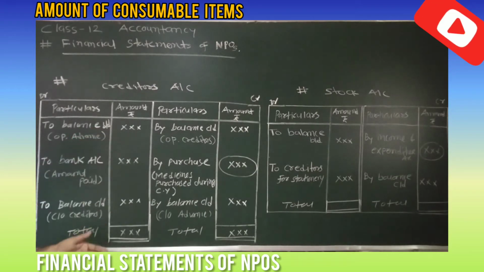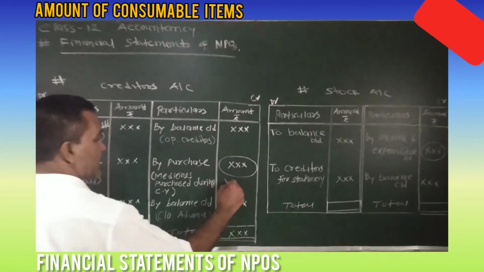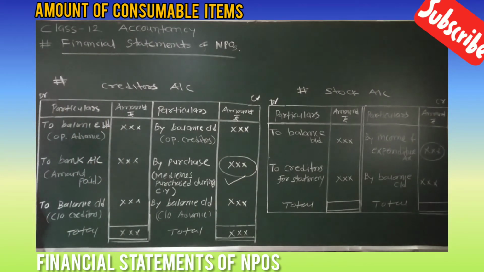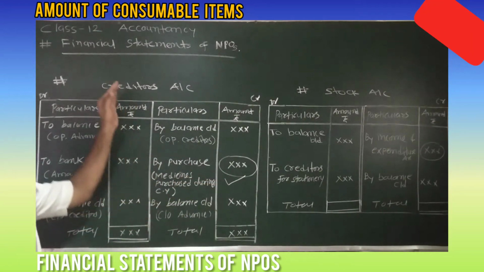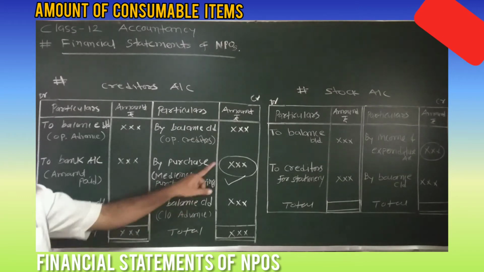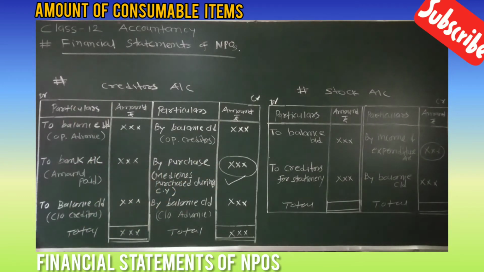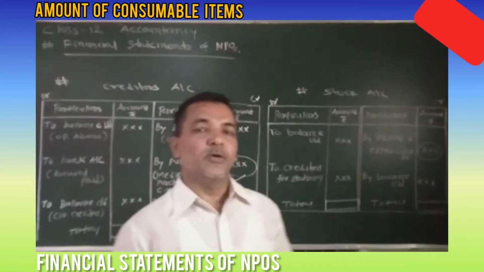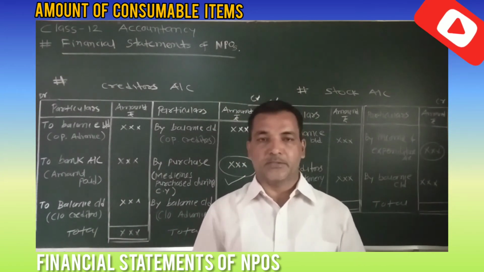Thereafter you will make the total, then you will get the difference on this side, and this difference indicates credit purchase of consumable items, medicines purchased during the current year. So creditors account will give you information about the purchases made, credit purchase.